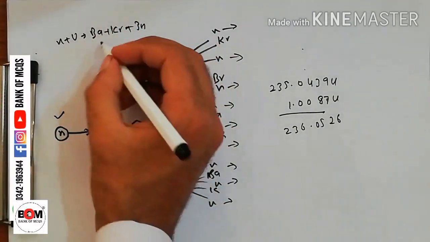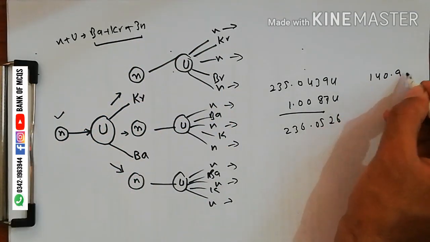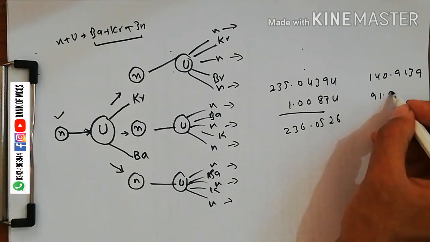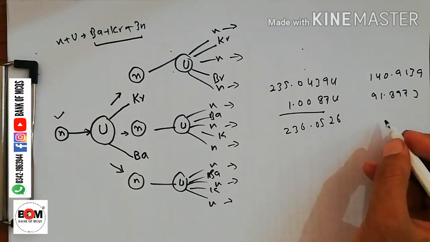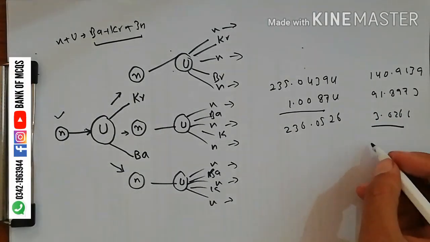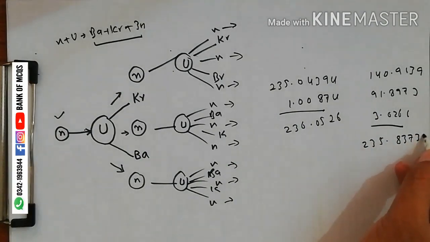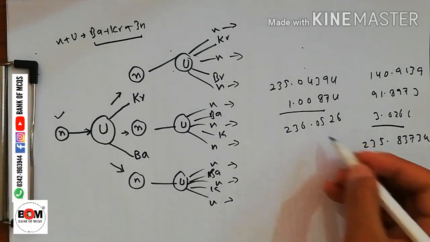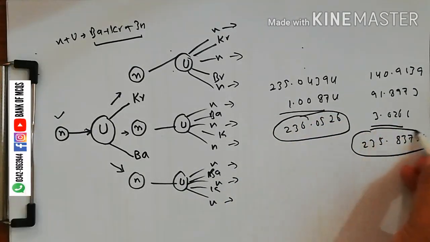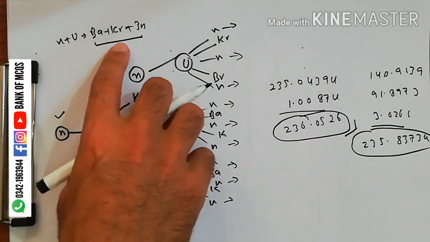So on the product side, the mass of barium is 140, given in the book as 139.91. The mass of krypton is 91.8973. The mass of 3 neutrons is 3.0261. So if we sum these, the result is 235.8373 U. As we can see, the mass of the reactants was 236 point something and here it is 235, so the mass of the product is decreased.